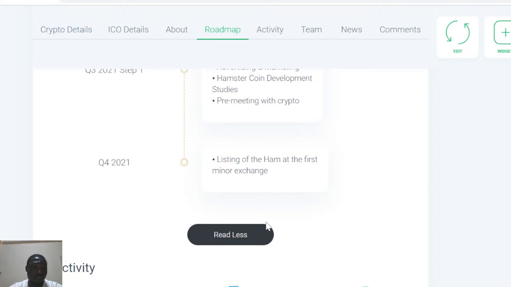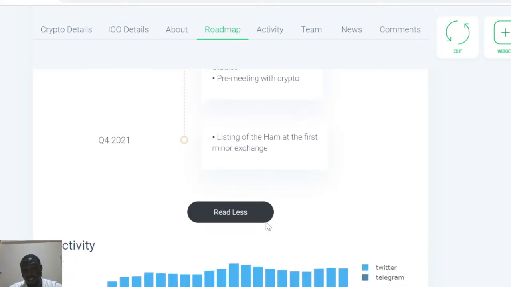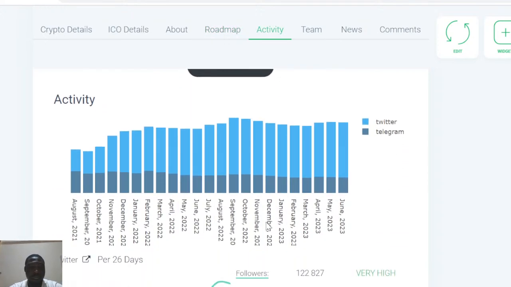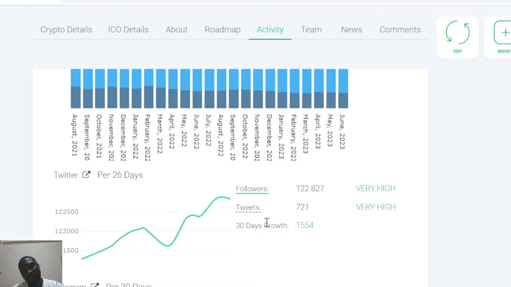And also we have the listing of the Hamster on the first major exchange. The Australian listed it on exchanges and all that. You can see it from here, the followers. They actually have high followers when talking about it.